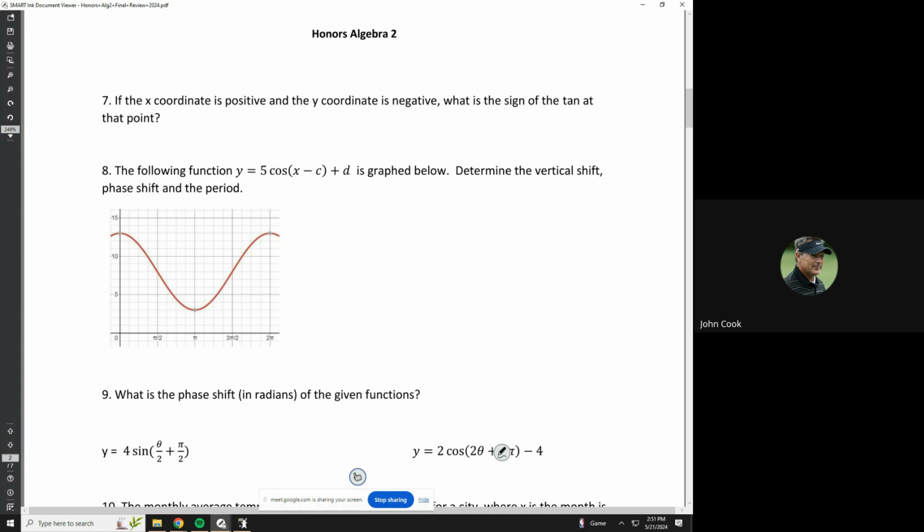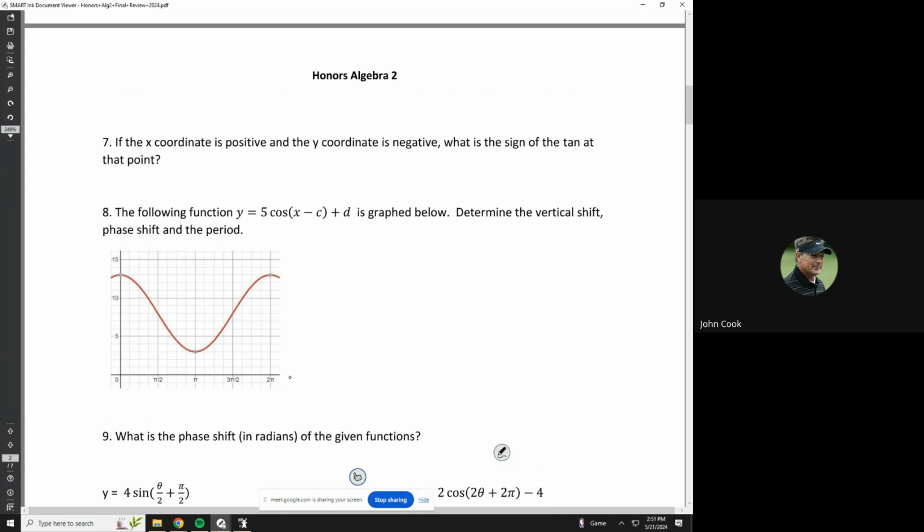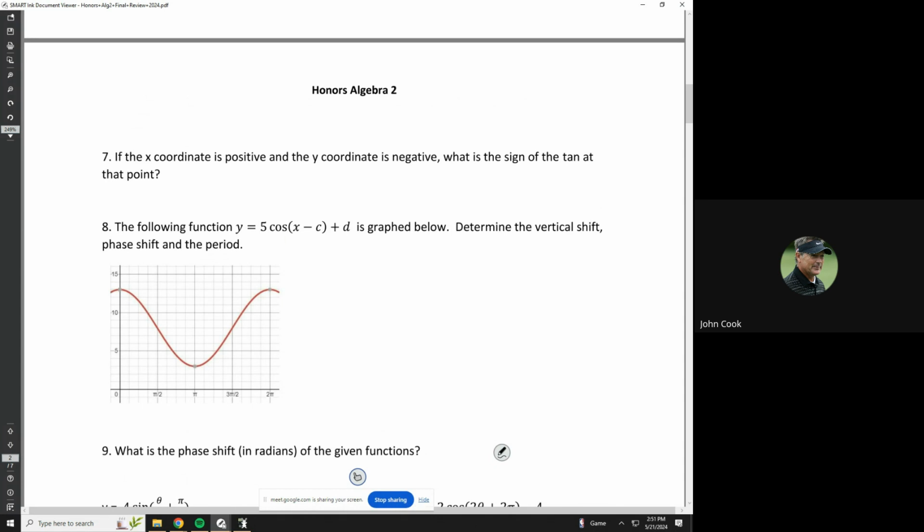So it says if the x coordinate is positive and the y coordinate is negative, what is the sign of the tangent at that point? So if we have our coordinates, remember x and y, this is going to be the same thing as the cosine and the sine of the angle. If the x coordinate is positive, that means that the cosine is going to be positive as well. If the y value is negative, that means that the sine is going to be negative.